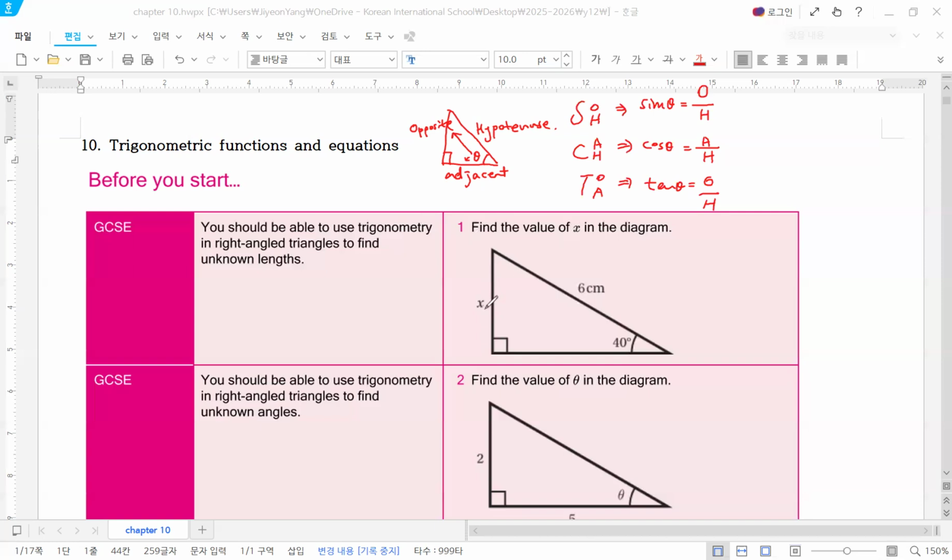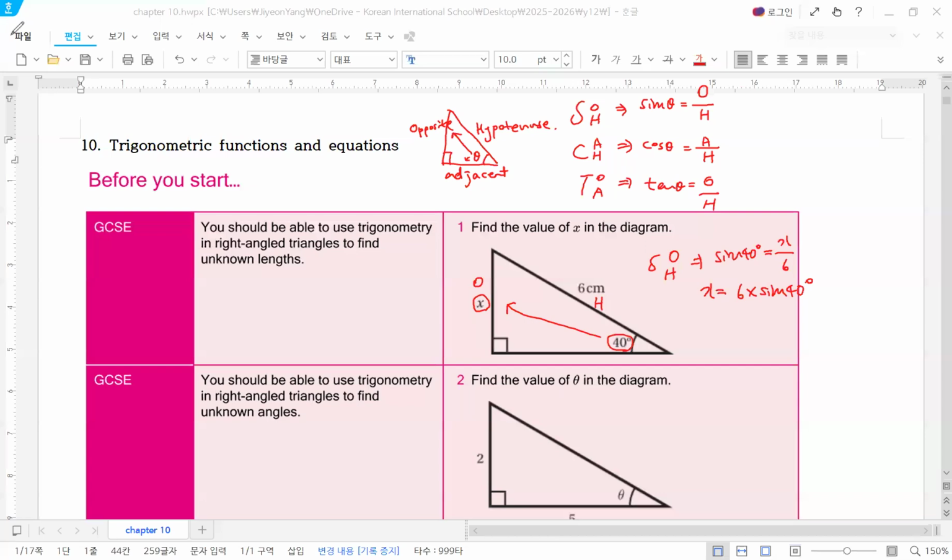So we need to find the value of x. Since the angle is here and 6 centimeter is hypotenuse and x is opposite, it's related to O and H, which means SOH. So by using sine 40 degrees, and then opposite, which is x, over hypotenuse, which is 6, you can find the length of x as 6 times sine 40 degrees. You can use your calculator to find this value.